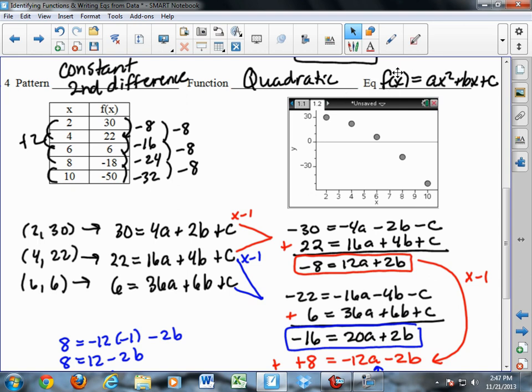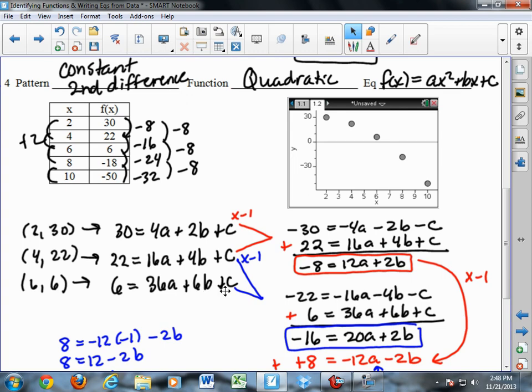So 30 equals 4a. Now where did I get the 4a? Well, x squared would be 2 squared, so that would be 4a. b times x, b times 2 would be 2b plus c. Notice there's nothing squared down here because the squared part is a number that I'm inserting. Then 22 equals 4 squared times a, 16a, plus 4 times b plus c. 6 equals 6 squared times a, 36a, plus 6b plus c.